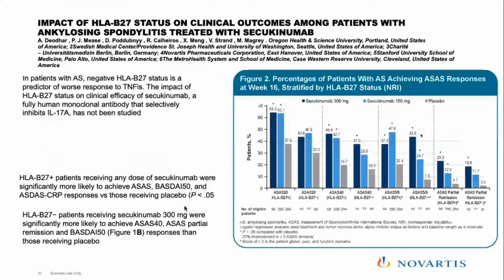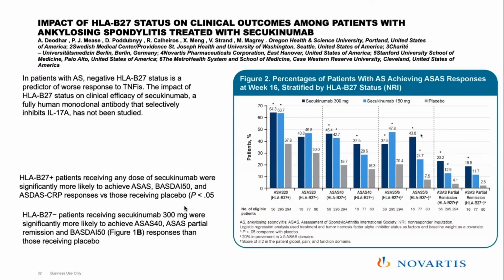So what is the effect of HLA-B27 status on patients treated with secukinumab? Why is this important? Because negative HLA-B27 status is known to be a predictor of worse response to anti-TNF. In case of secukinumab, this was not known. The pooled data shows that HLA-B27 positive patients receiving any dose of secukinumab were significantly more likely to achieve SRS response, SRS-20, SRS-40, BASDAI-50, and ASDAS-CRP response versus those receiving placebo. However, HLA-B27 negative patients receiving secukinumab 300 mg were significantly more likely to achieve SRS-40, SRS partial response, and BASDAI-50, that is the higher target.